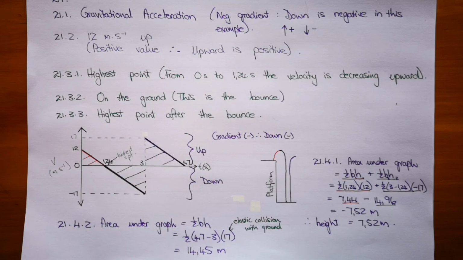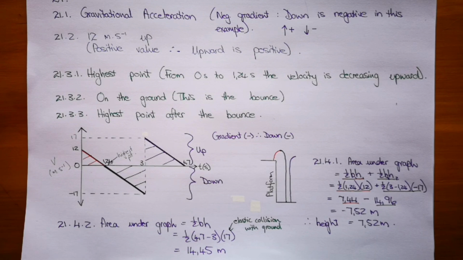21.4, I have worked out over here. This one is a little bit tricky, and that is where this sketch will help you. They are asking you in 21.4, calculate each of the following without the use of equations of motion. Therefore, you must use the graph. If they're wanting height or displacement or position, you have to use area under the graph. And if they're asking for acceleration, you will use the gradient of the graph.